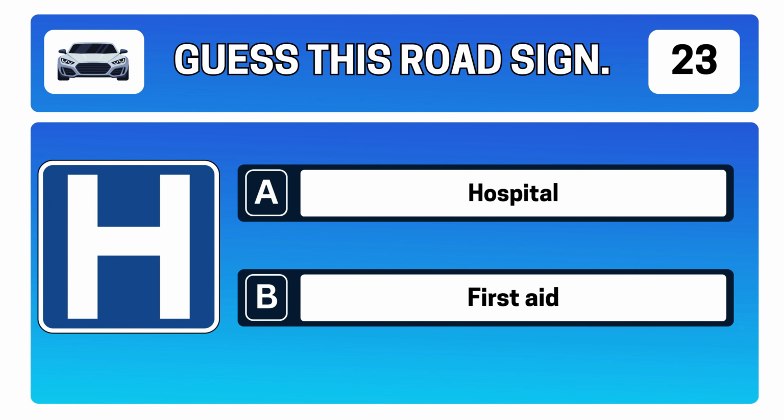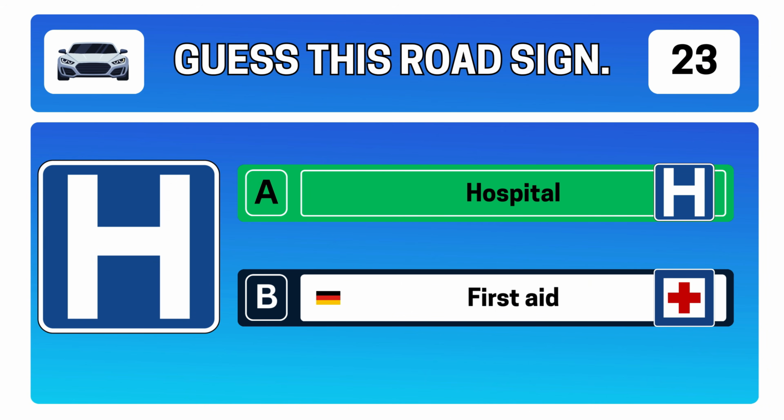What does this sign mean? A. Hospital. B. First aid. Correct. It is the hospital sign.